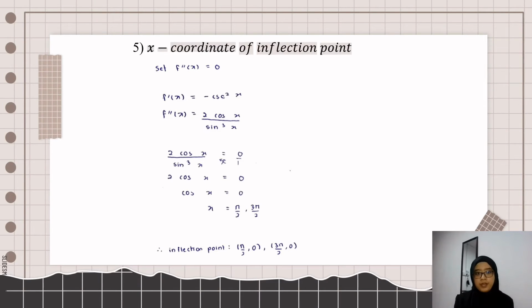Then, we need to find the x-coordinate of the inflection point. To get that, we need to set the second derivative equal to 0. After we solve it, the answer that we get is x equal to pi over 2 and 3 pi over 2. So, the conclusion is the inflection points are (pi over 2, 0) and (3 pi over 2, 0).